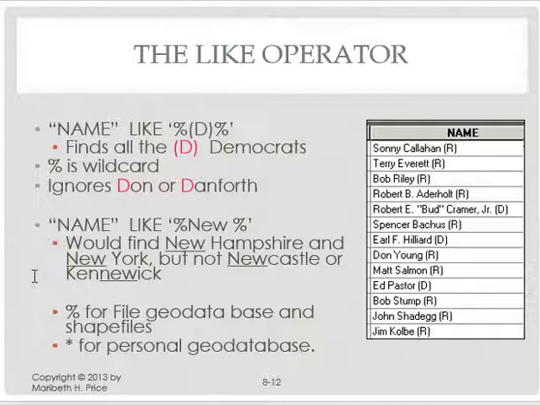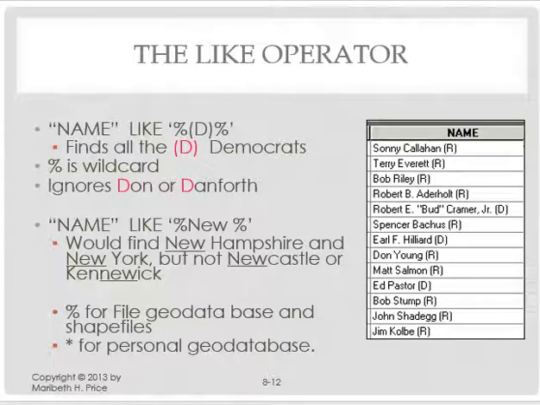If I do the name like new with the %, again, I would find New Hampshire, New York, but I would not find Newcastle or Kennewick because these have a space. So this says new space, so it's looking for anything with a space. If I took that space out, I would be able to find Newcastle. I don't think I would find Kennewick, but I'd have to go back and play with that.